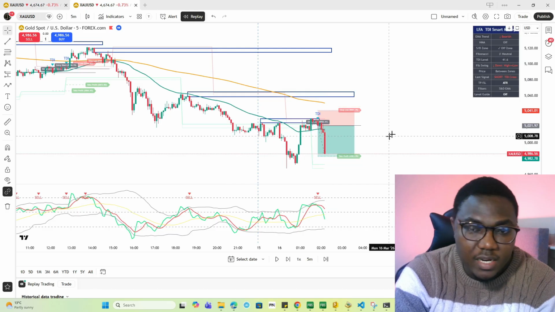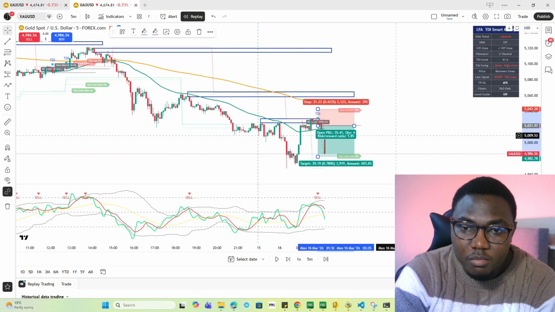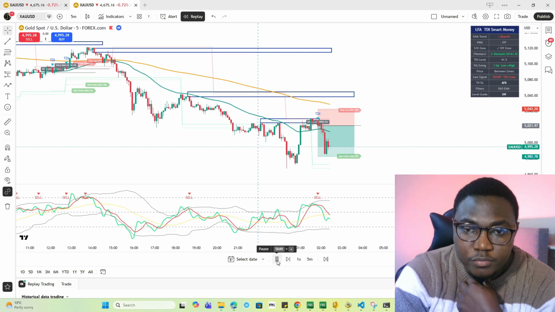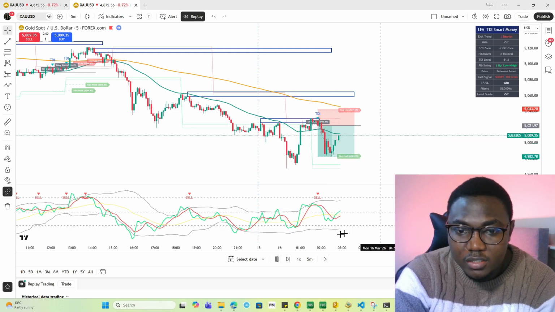So we have this sell. Just like I said, I'll prefer to put my stop loss above this high, but yeah, let's follow what we have here. As you can see, the market is trying to reverse above, but at the end of the day, it triggered our take profit.